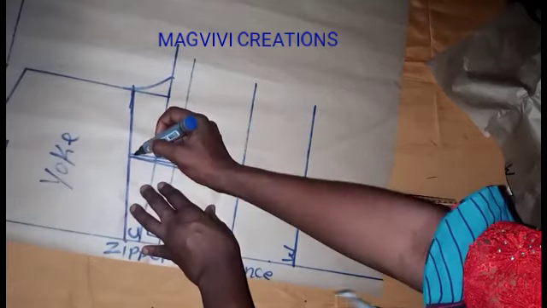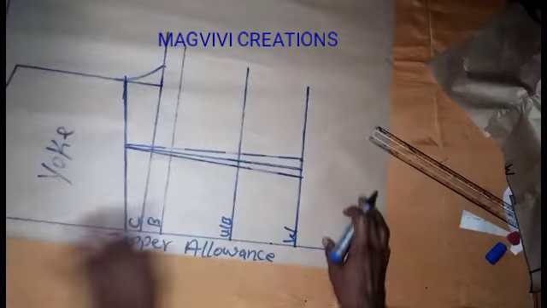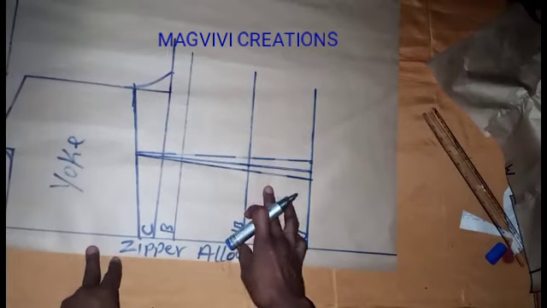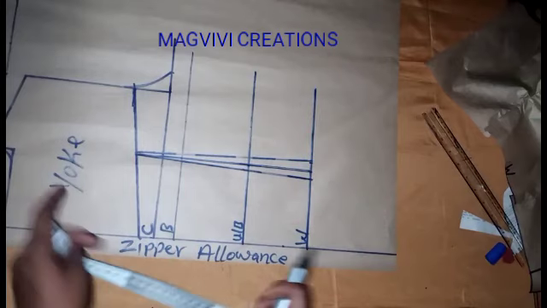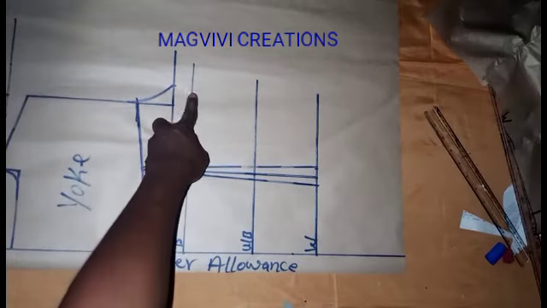So just carefully do that. Make sure it's connected there. Okay, so this is just it. So by the time you have done this, the next thing is to place your horizontal measurement. So the bust has been taken care of here.